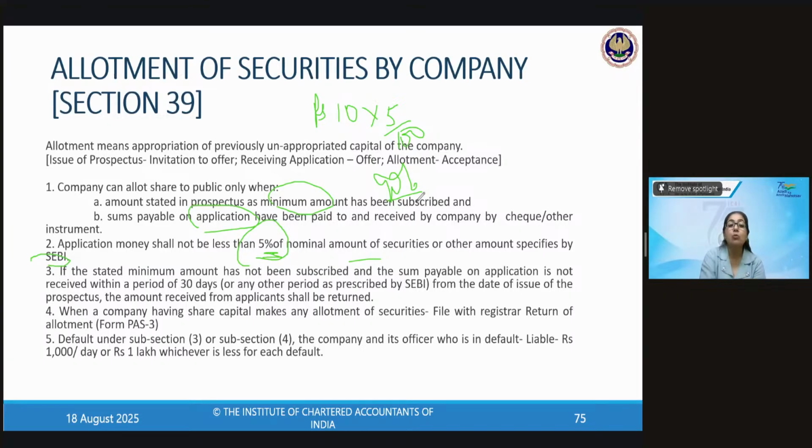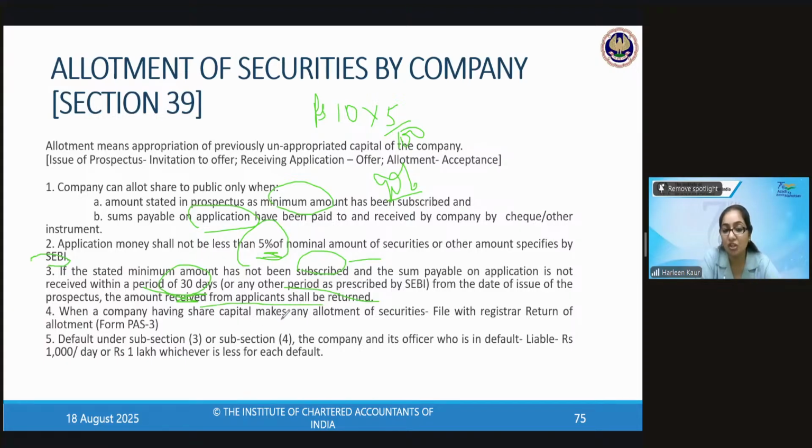And if this minimum amount has not been subscribed and the sum payable on application has not been received in 30 days or any other period as specified, मतलब वो बोल भी रहा है 30 days, फिर कहते हैं जो भी सेबी कहेगा. ऐसा क्यों कह रहा है वो? क्योंकि कंपनीज एक्ट हमें प्रोसीजर बता रहा है. स्टॉक मार्केट की फुल डीलिंग इज विद सिक्योरिटी एंड एक्सचेंज बोर्ड ऑफ इंडिया. It keeps changing their laws. So कहते हैं as of now within period of 30 days amount आ जाना चाहिए, या फिर whatever amount, whatever date SEBI has given from the date of issue of prospectus. If you have not received the amount within 30 days, return the amount to the applicants.